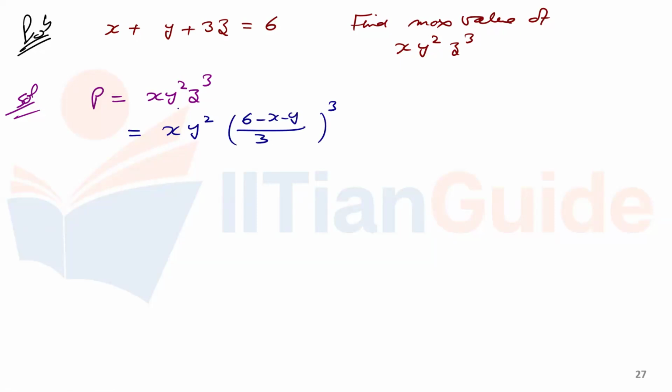I can put the value of z in terms of x and y, but still I have two unknowns, x and y. We cannot bring it to a single variable, x or y. Now we cannot proceed further. I cannot differentiate because we are having two variables, x and y.